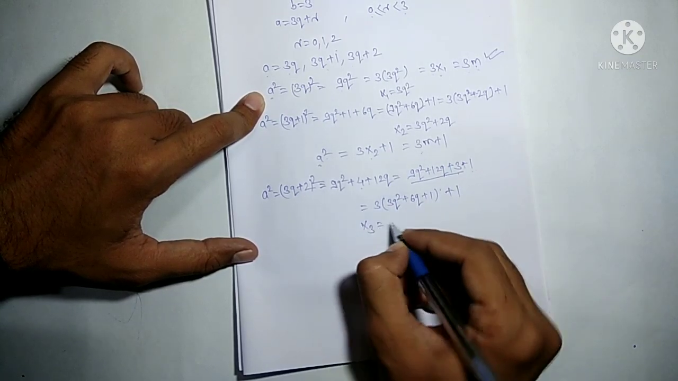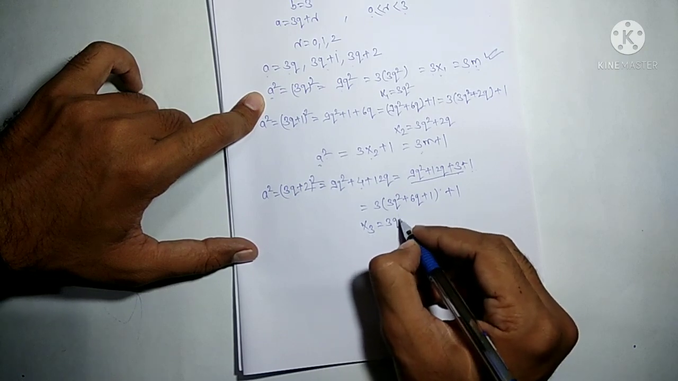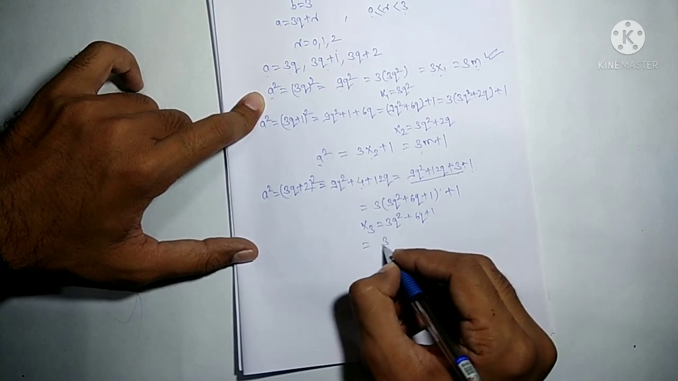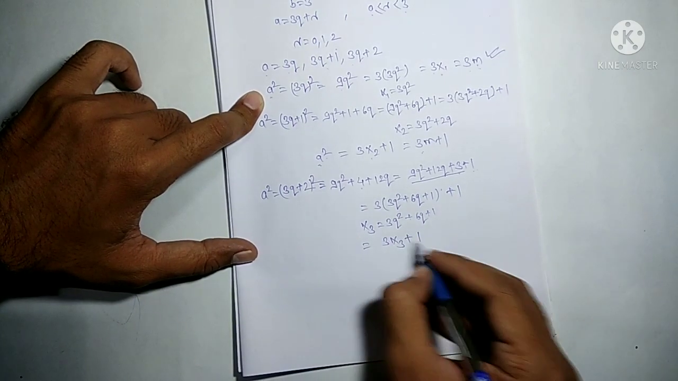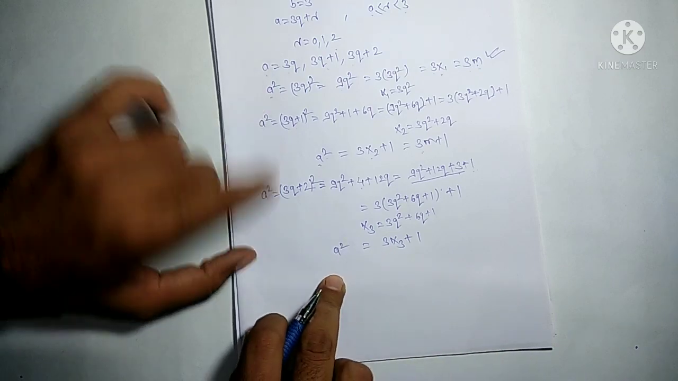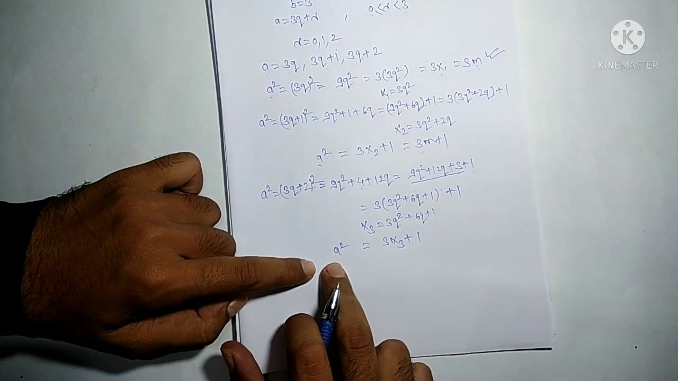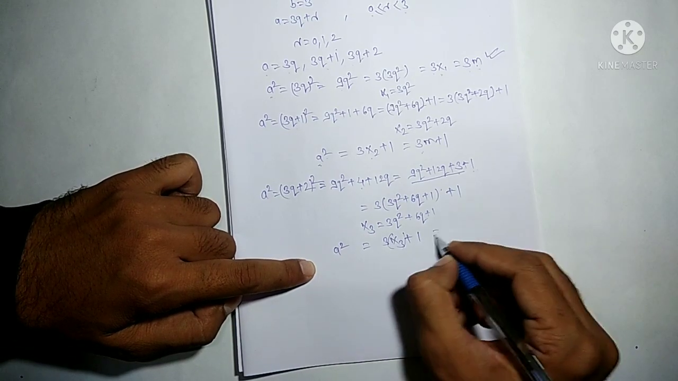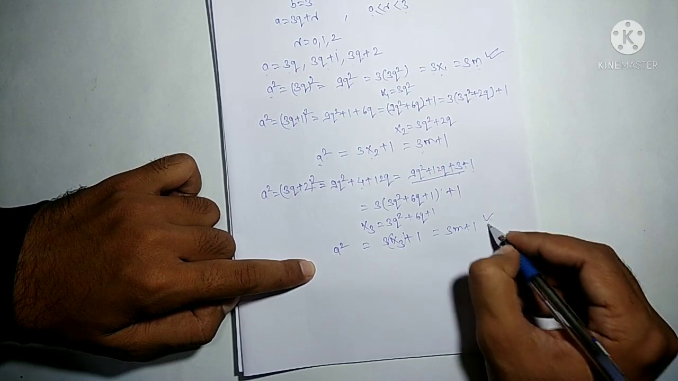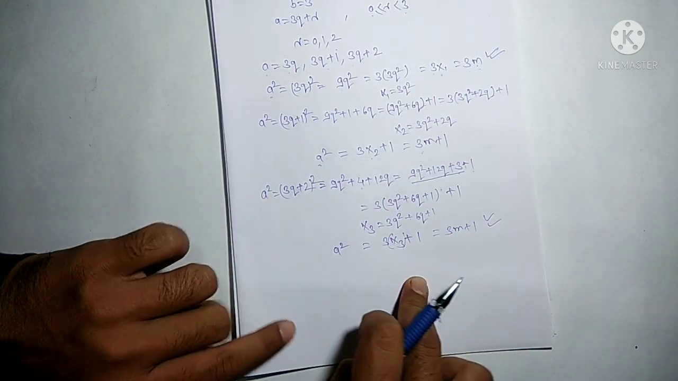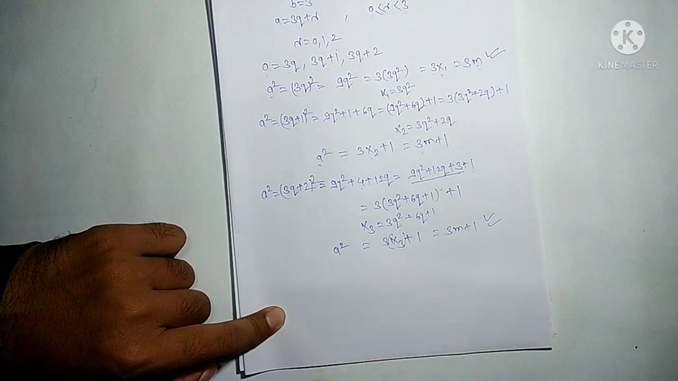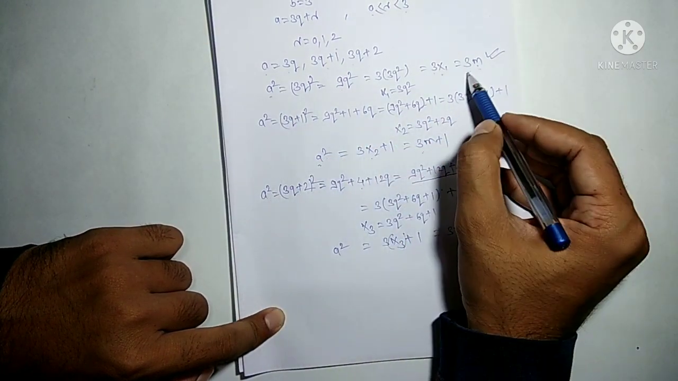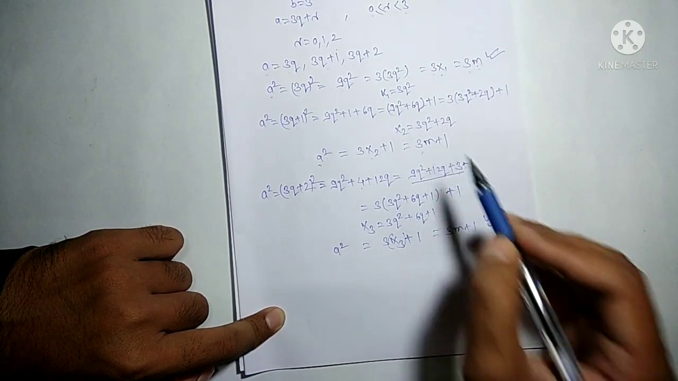We assume 3q² + 4q + 1 is m, then we can write 3m + 1. Here we can show that the square of any positive integer is in the form 3m + 1. So in three steps we can easily prove that the square of any positive integer can be written in the form of 3m, 3m + 1 and 3m + 1.